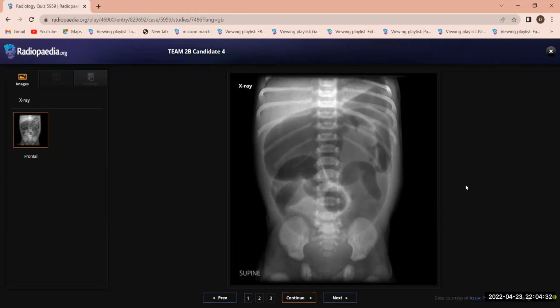So this seems to be obstruction. So why do you say these are large bowel? Can you trace the large bowel for me? Which do you think of the dilated large bowel?